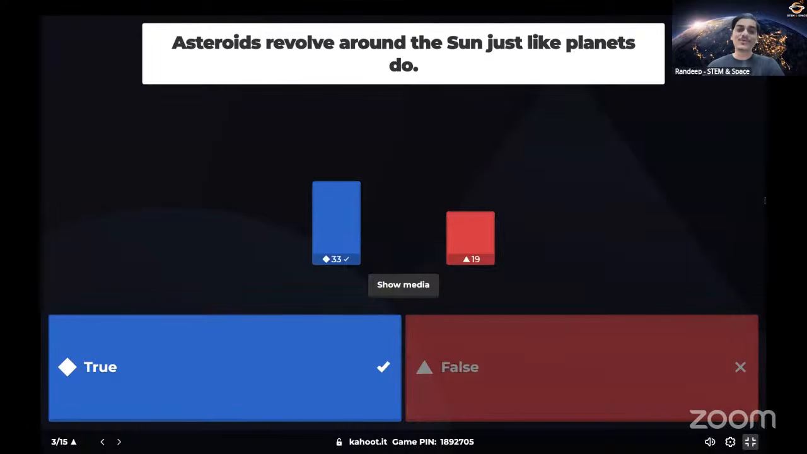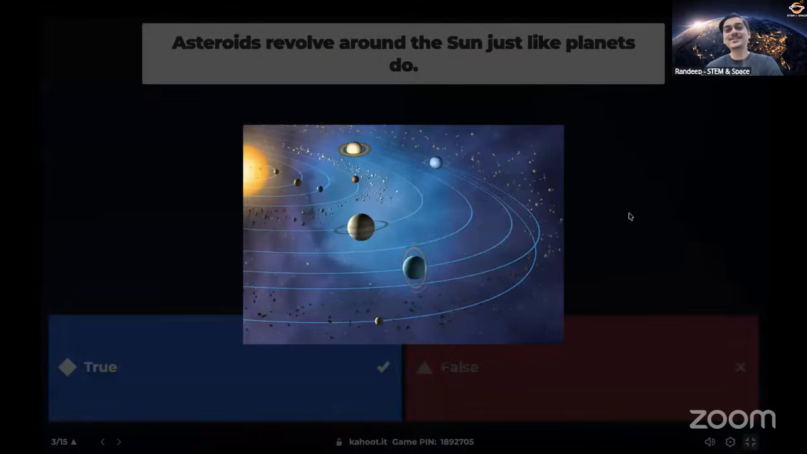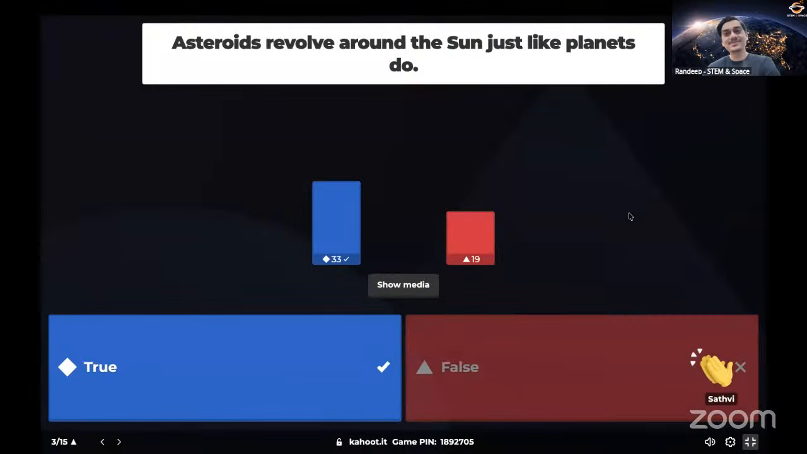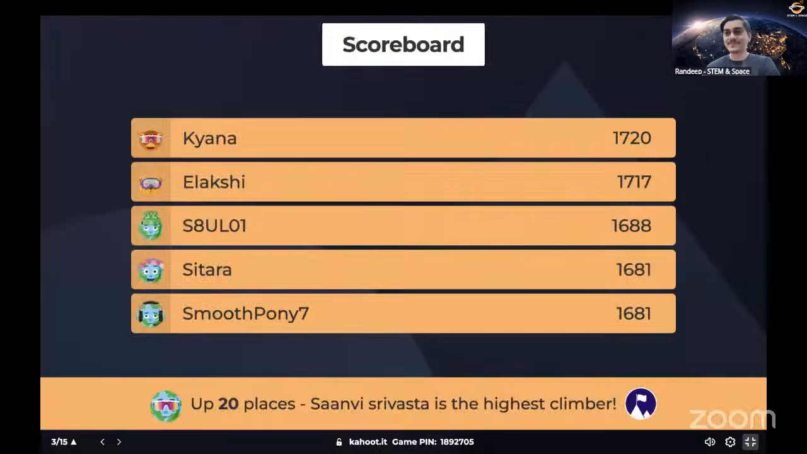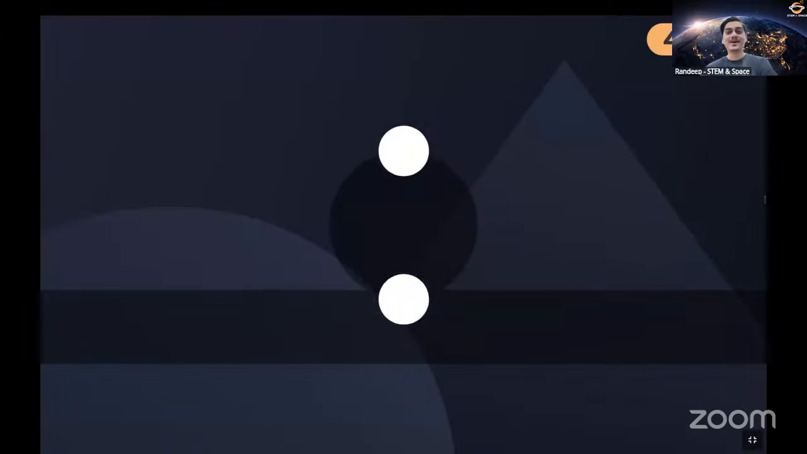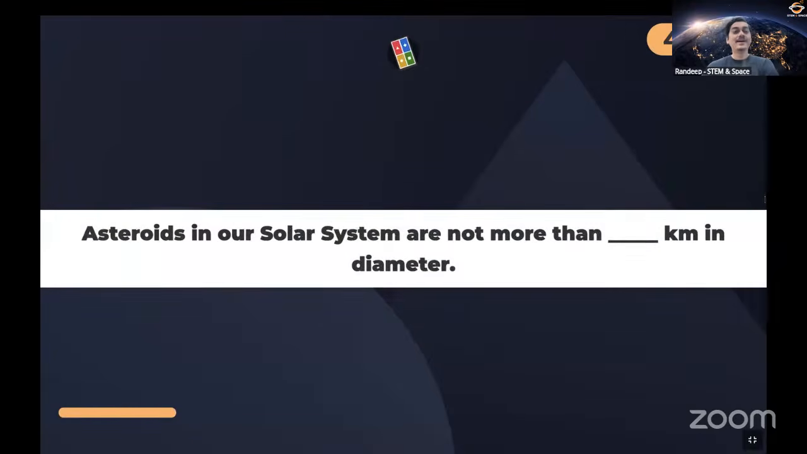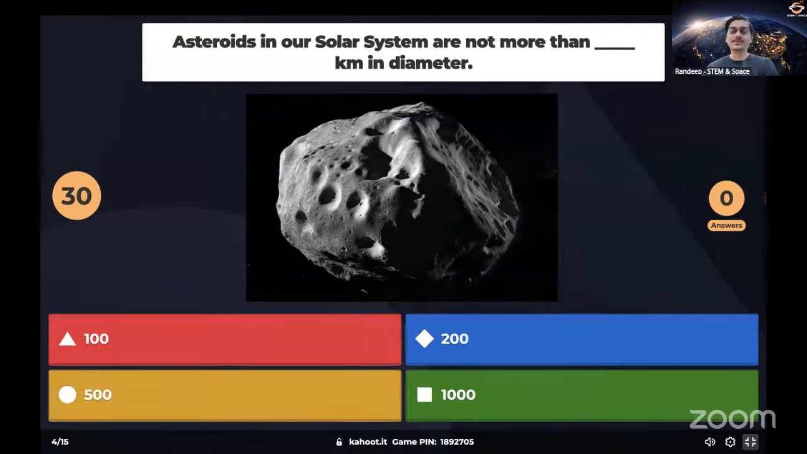So, well, the answer is, of course, true. Asteroids do revolve around the sun just like planets do. The only thing is that they do not have some properties like the planets, but that is true. They do revolve around the sun. Let's move to the next one now. Now, this is for double points, kids. Asteroids in our solar system are not more than dash kilometers in diameter.